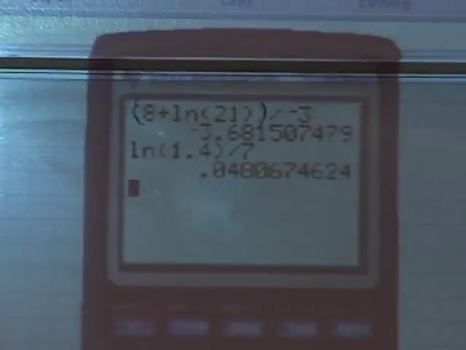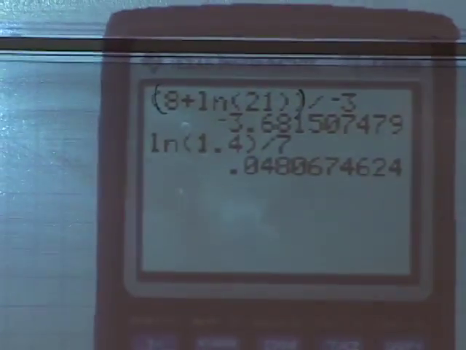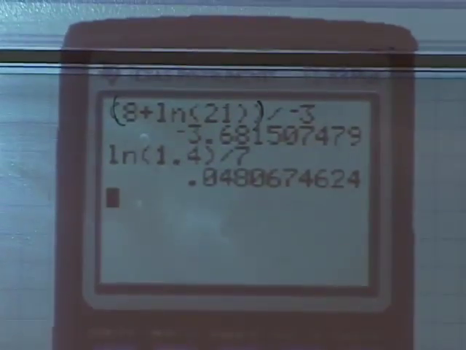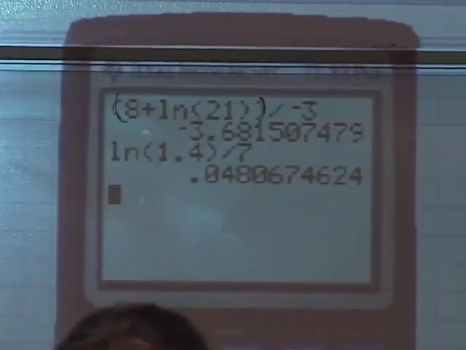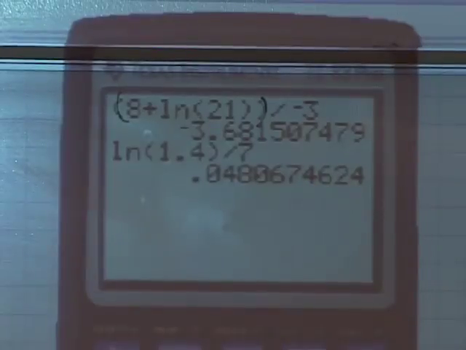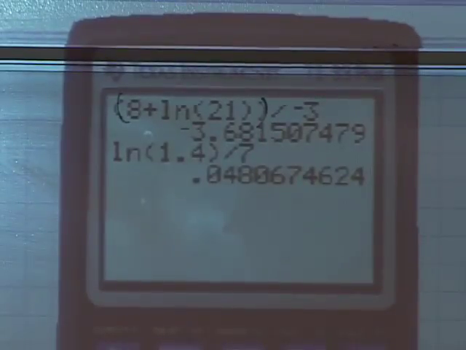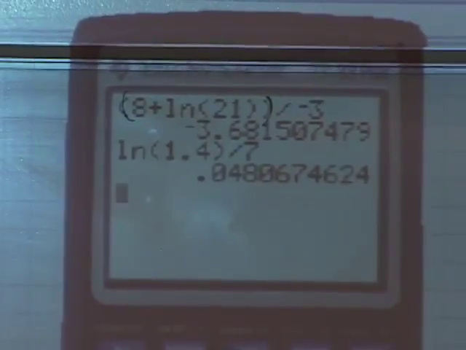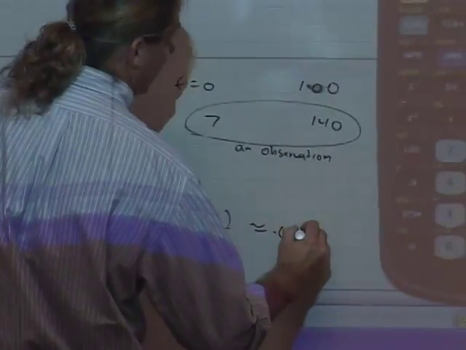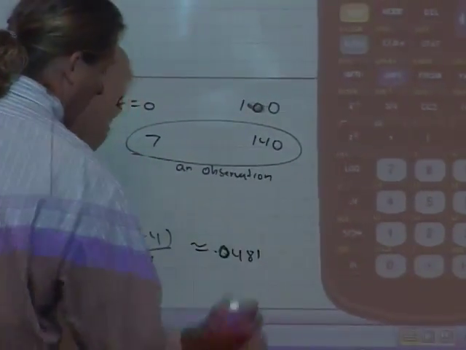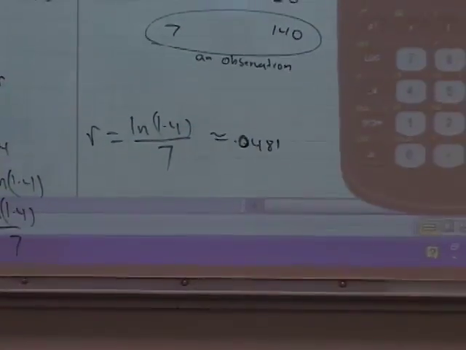So my growth rate, by the way, is this a growth or decay problem? And so the value of r should be positive or negative. So the fact that this is positive is a good sign. Had this been negative, I did something wrong. Okay. So r is equal to, well, we're going to use approximately 0.0481. Because as I said, we're going to stick to 4 decimal places in this class.